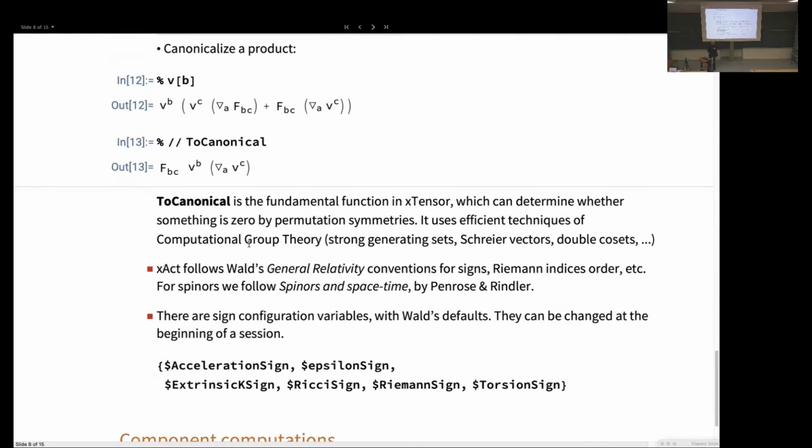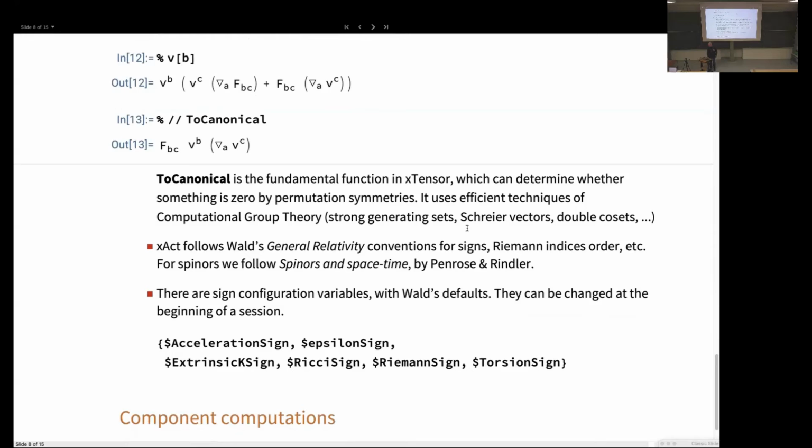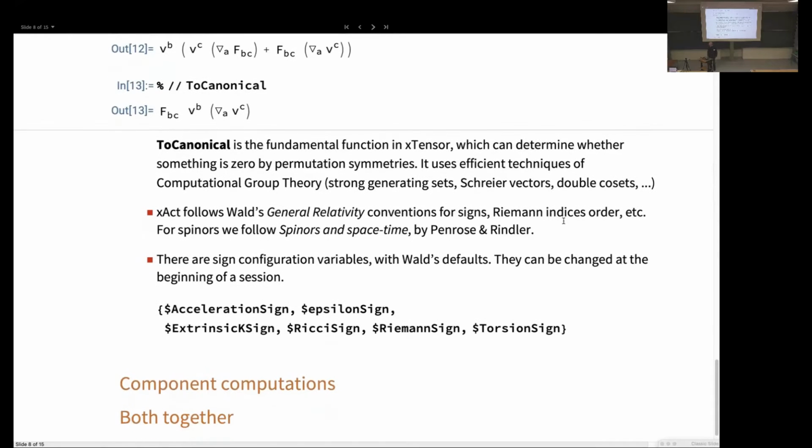So this works by using computational group theory inside. So the idea is that a tensor is like a permutation. You have two sets of symmetries, the symmetries of the slots and the symmetries of the indices. So you put the two groups, one in front, one behind. You have a double coset, and the problem of canonicalization becomes a problem of finding a representative of that double coset, a uniquely defined representative of the double coset. There are very efficient techniques of computational group theory to do this, called things like strong generating sets, Schreier vectors, etc. And so that's how this can be done fast.